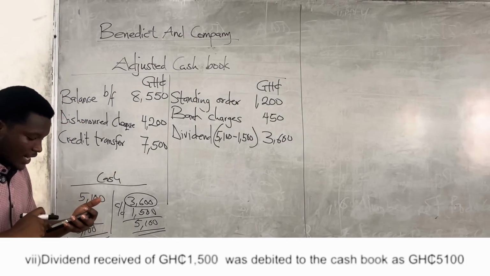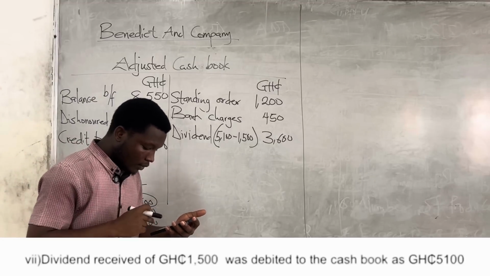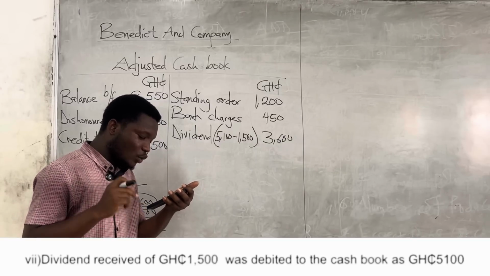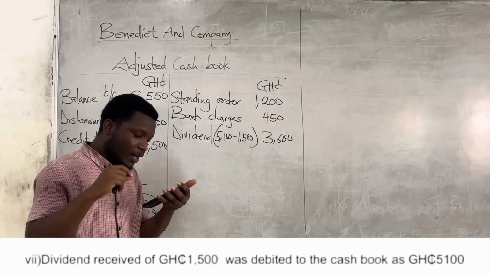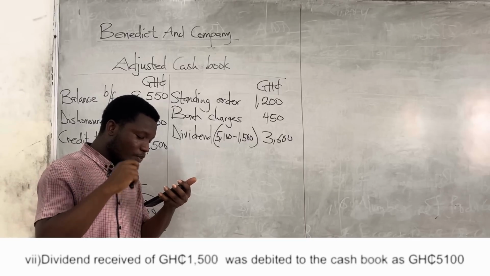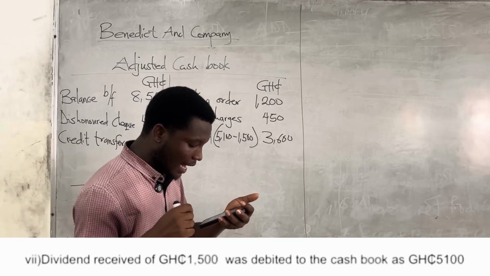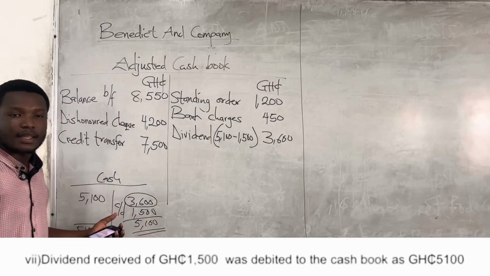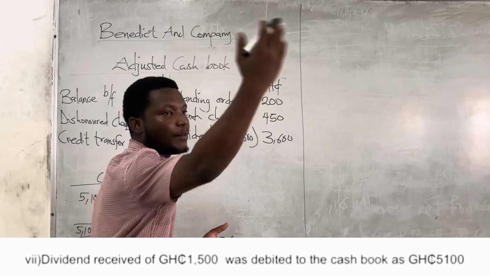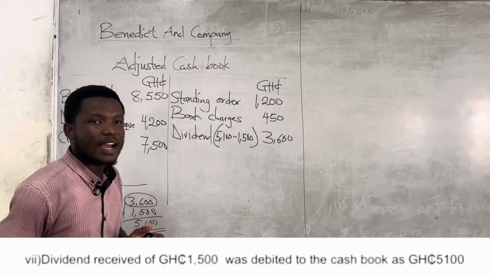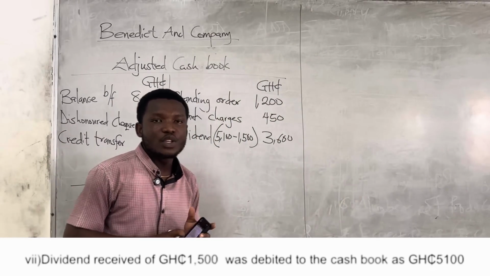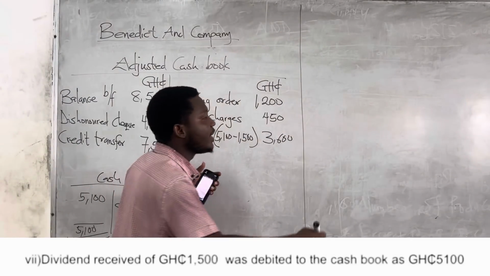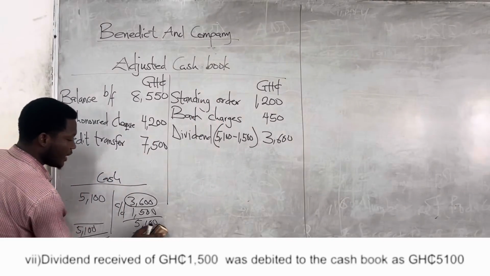So the next question is VIII. As at 31st December 2019, checks totaling 8,750, which were recorded by Benedict and Co. as paid to suppliers, had not been presented to the bank for payment. So this simply means unpresented checks. We have issued a check to some people or our suppliers to pay them. They have not presented the check yet. So the bank will deal with it. We don't have any issue with that. So unpresented checks will go to the bank reconciliation statement.